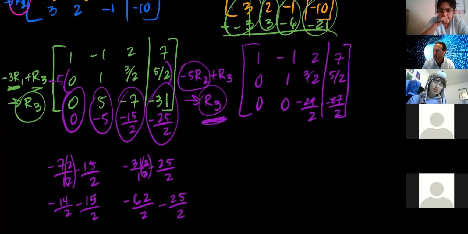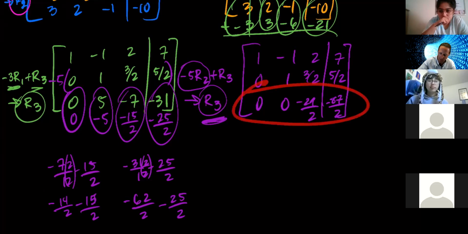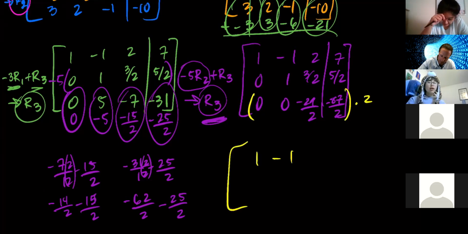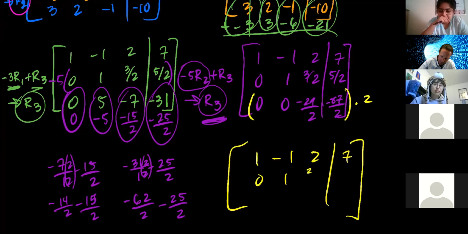Again, don't stress. Here's why. What can I do to this if I wanted to get rid of those dividing by 2's? Multiply by 2. I could multiply this whole thing by 2. And that's going to give me nothing changed up here to those 2, but doubling all of this would just cancel those out and keep my zeros.